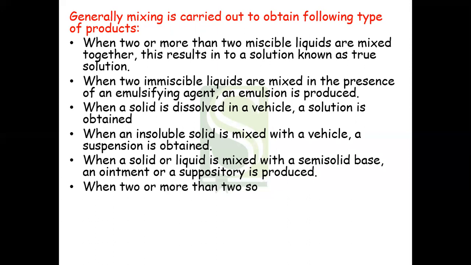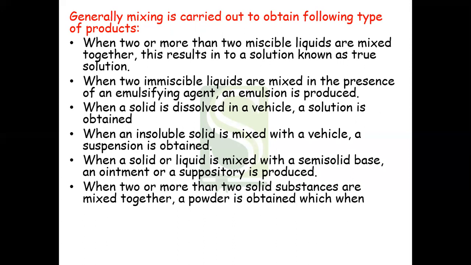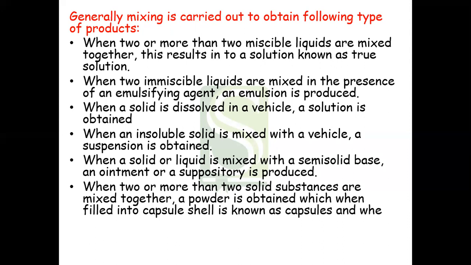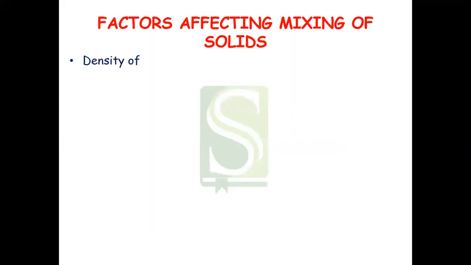When a solid or a liquid is mixed with a semi-solid base, we get an ointment or a suppository. When two or more solid substances are mixed together, then we get a powder, which when filled into a capsule shell is known as a capsule, and when it is compressed under heavy pressure it will result in a tablet. So let us see the factors which affect mixing of solids.